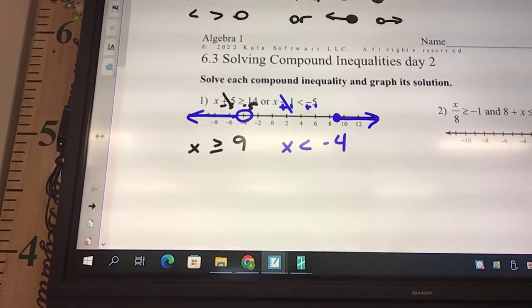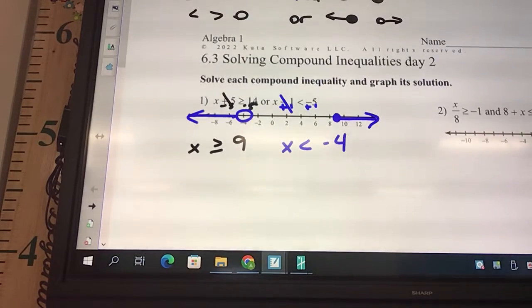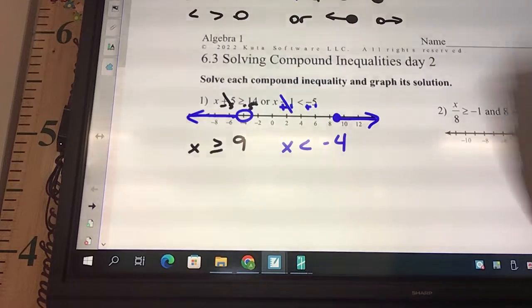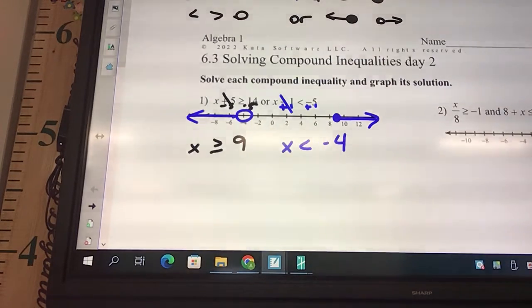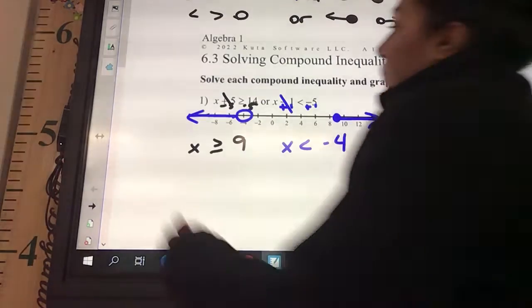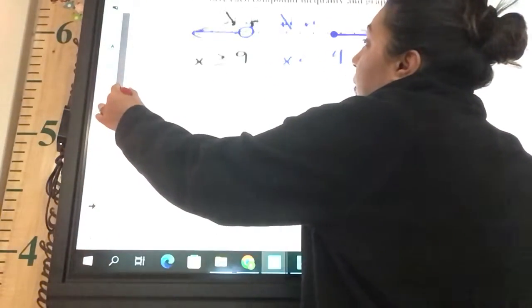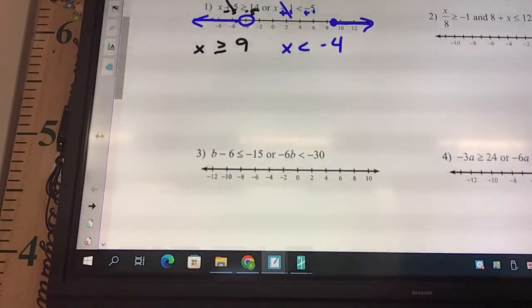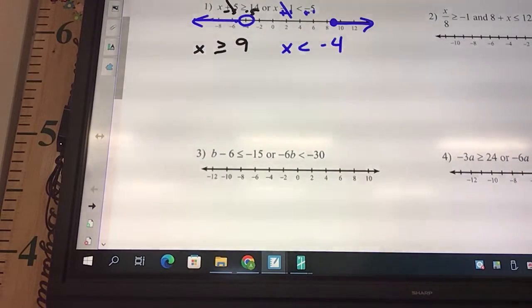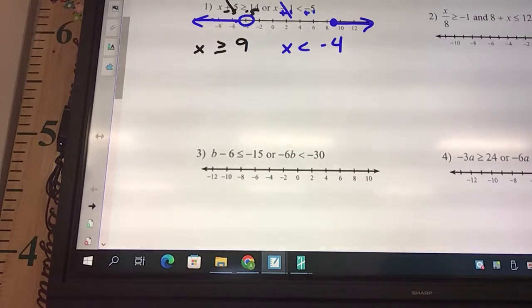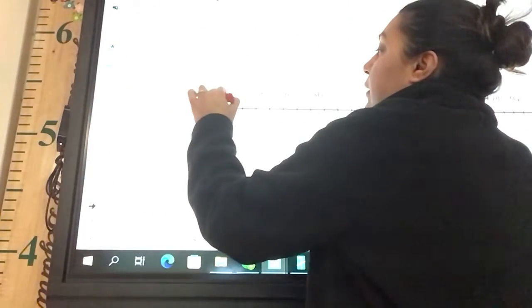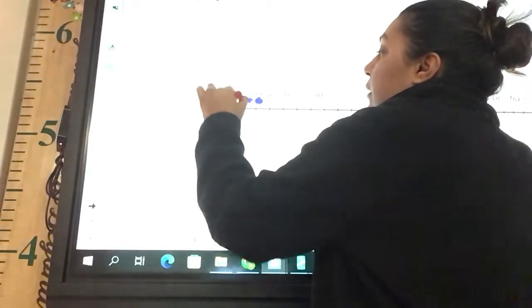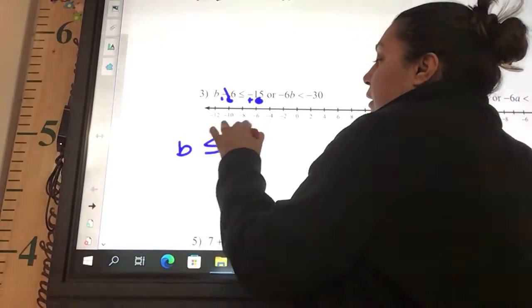So that's considered a one-step, which is what we did yesterday. We also did two-step yesterday. So they just vary from, I would say, easy level to hard. Okay, look at number 3. What do we need to do to solve for b? Plus 6. Okay, what is negative 15 plus 6? Okay, it's going to be negative 9.